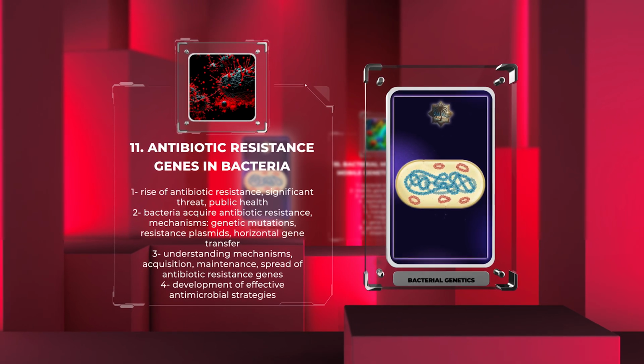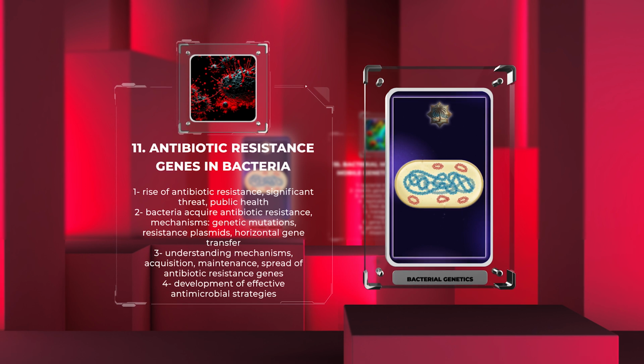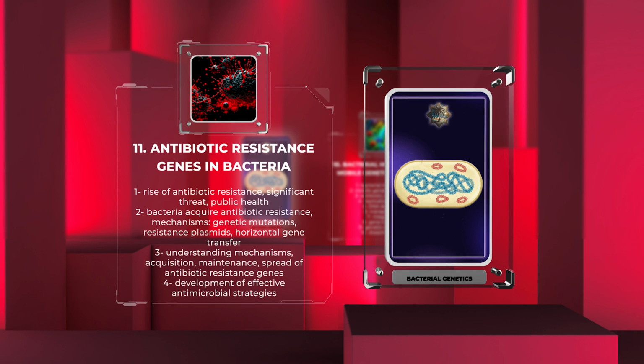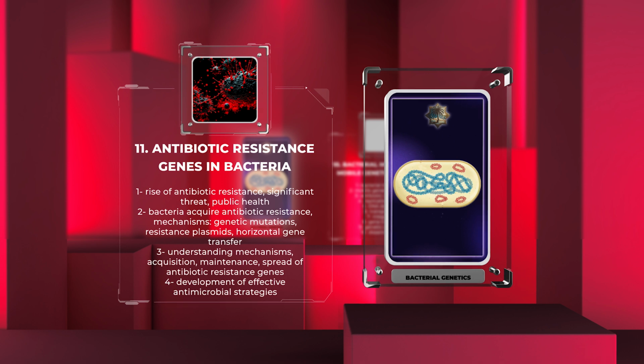Bacteria acquire antibiotic resistance through various mechanisms, including genetic mutations, acquisition of resistance plasmids, or horizontal gene transfer involving mobile genetic elements. Understanding the mechanisms by which bacteria acquire, maintain, and spread antibiotic resistance genes provides critical insights into the development of effective antimicrobial strategies and the prevention of resistance dissemination.